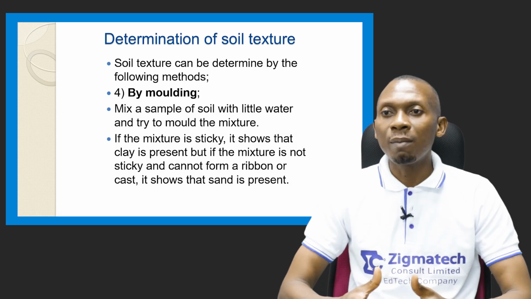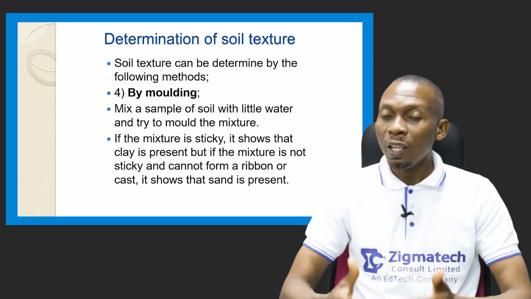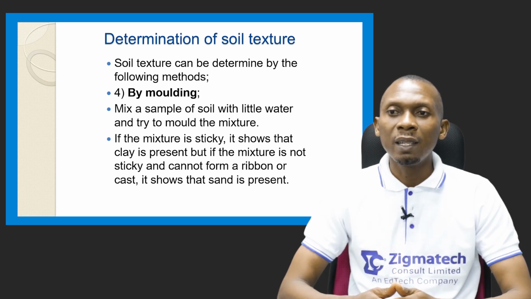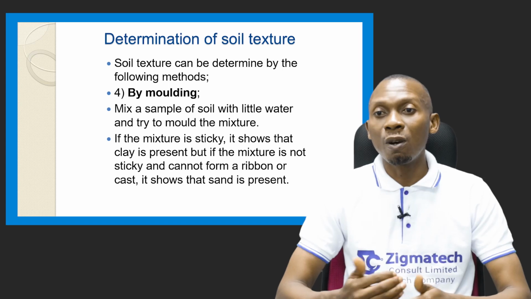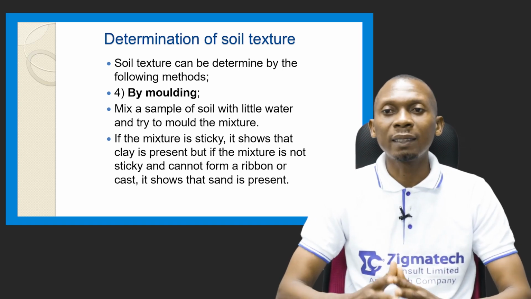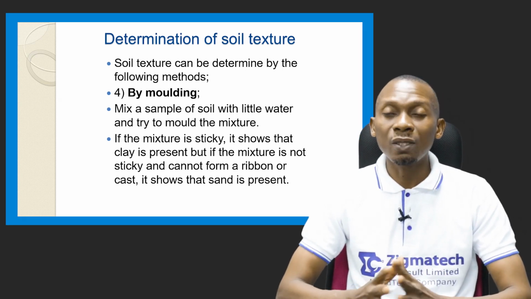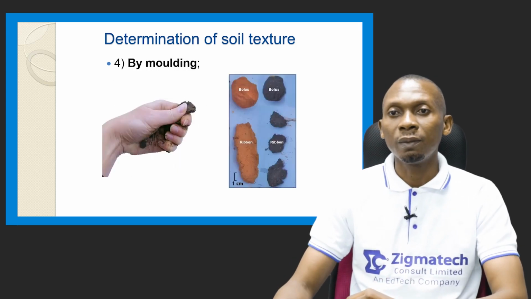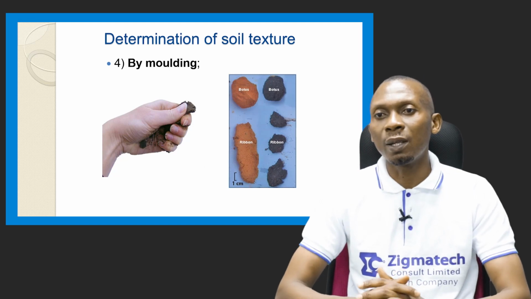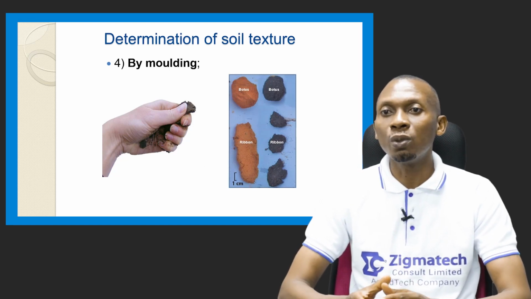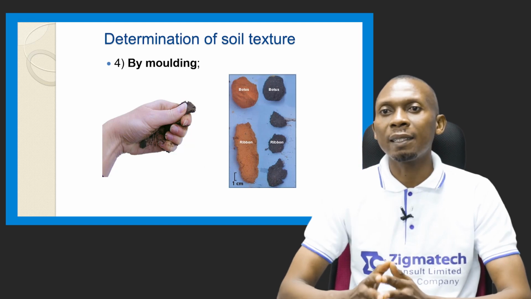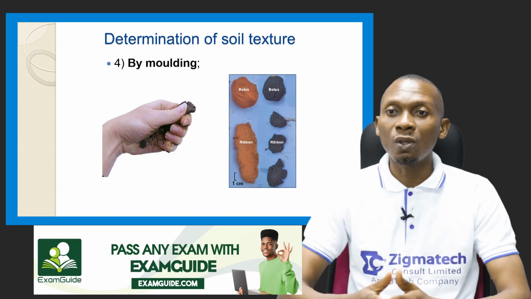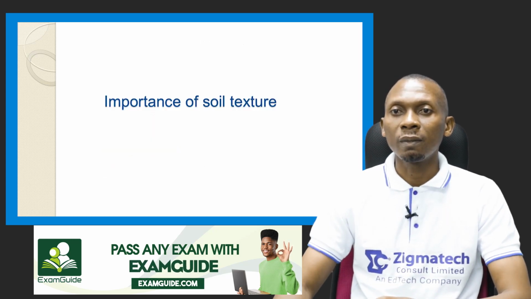So when you take the sample and mix it with water, if the mixture is sticky, that shows that clay is present. But if it is not sticky and you cannot mold it to form a ribbon or cast, you know that that soil sample is a sandy soil. But if it can be molded into a ribbon, you know that it's a clay soil. Now, this picture helps us to understand what I'm talking about. You can see the scientists molding it to determine the texture, whether it's a sandy soil or a clay soil.